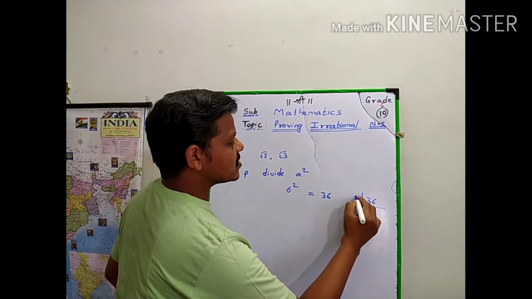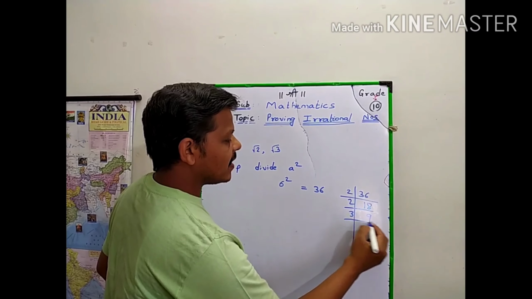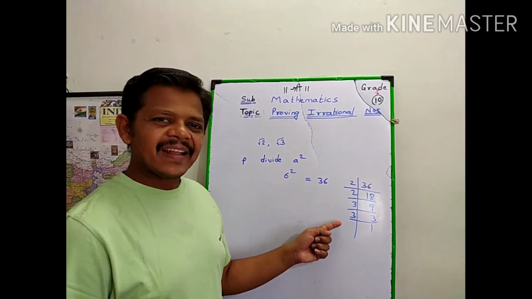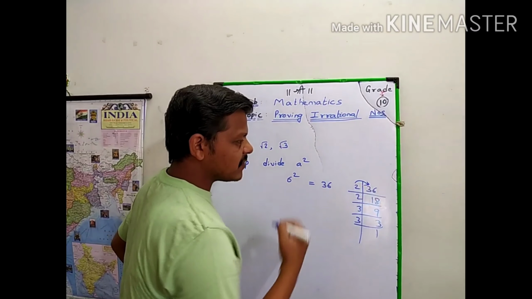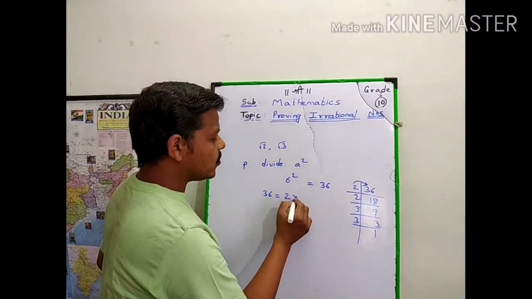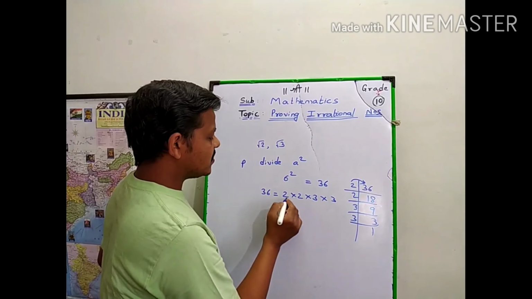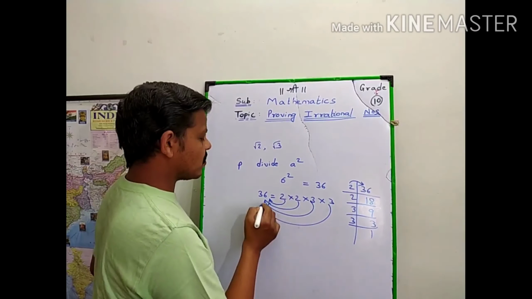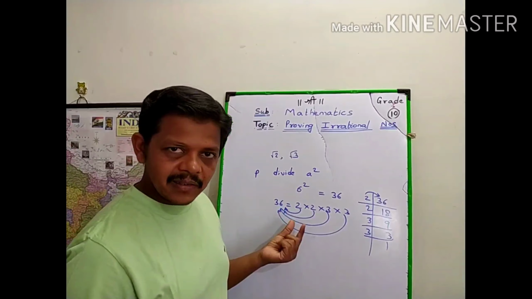So let us find out the factors of 36. If I find the factors: 2, 18, 2, 9, 3, 3, 3 and 1. So 2, 2, 3 and 3. These are the prime factors of 36. Means 2 is a factor of 36. See, 36 is written as what? 2 into 2 into 3 into 3. So this 2 is a factor of 36, this 2 is a factor, 3 is also a factor, 3 is also a factor. So 2 and 3 both are the factors of 36.